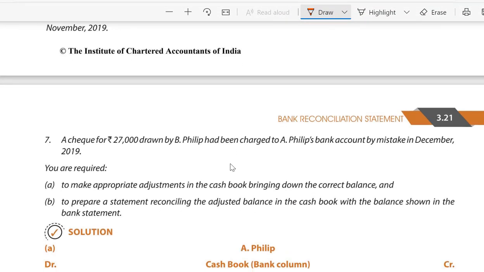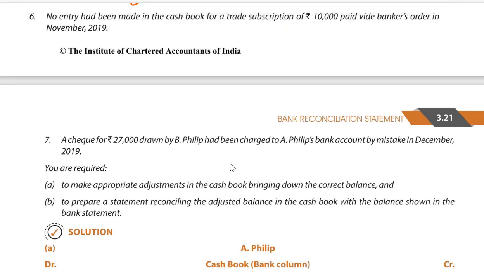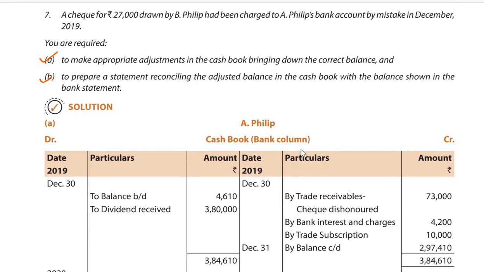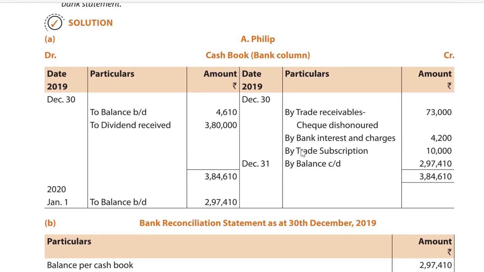7th, a check of 27,000 drawn by B. Philip had been charged to A. Philip's bank account by mistake in December 2019. You are required to make the appropriate adjustments, and then you are required to reconcile and make the bank reconciliation statement. So first we need to make the adjustments in the cash book and find the corrected balance as per the cash book.